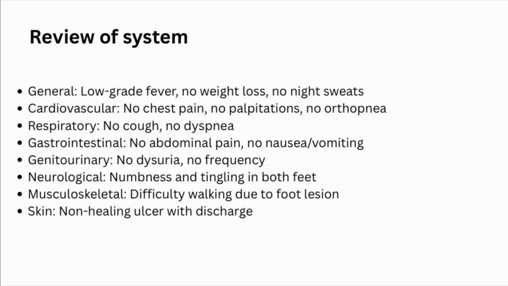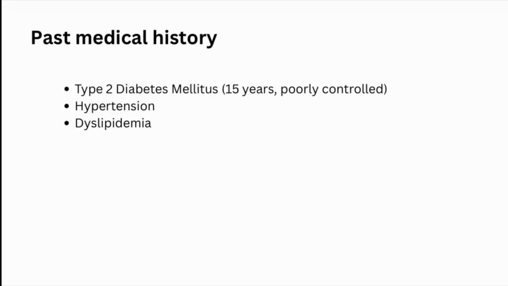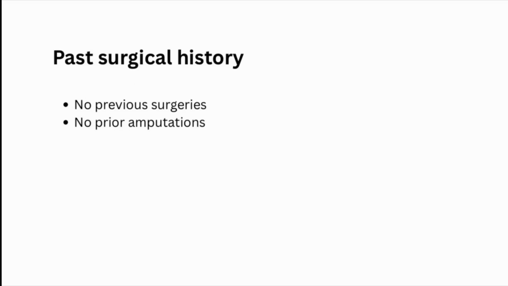Neurologically, he reports numbness and tingling in both feet, which supports peripheral neuropathy. From a musculoskeletal perspective, he has difficulty walking due to the foot lesion, and on skin examination, there is a non-healing ulcer with discharge. In terms of past medical history, he has type 2 diabetes mellitus for 15 years, which is poorly controlled. This is the most important risk factor in this case. He also has hypertension and dyslipidemia, both of which further increase his risk of vascular disease. There is no history of previous surgeries and no prior amputations, which is important when assessing disease progression and complications.